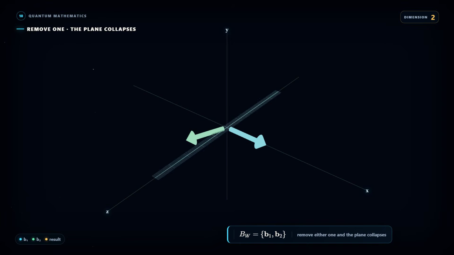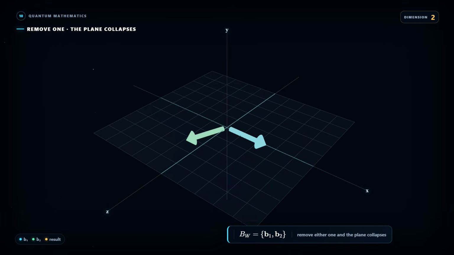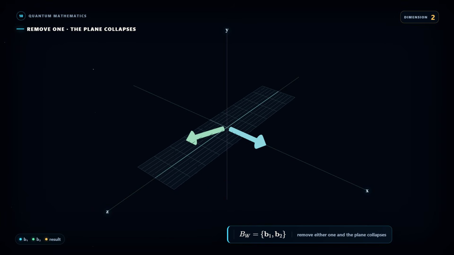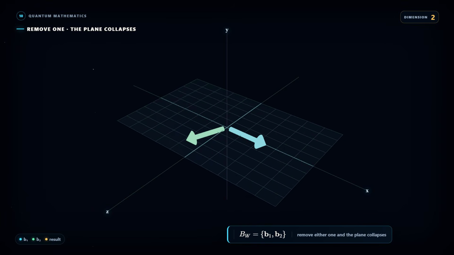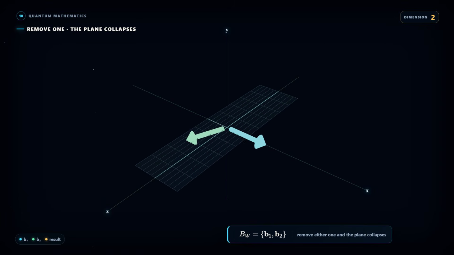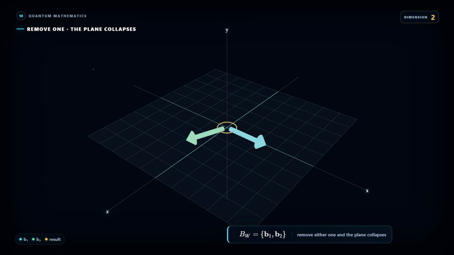For the maneuver plane, B1 and B2 form a basis. Remove either, and the plane collapses to a line. Keep both and every in-plane command remains possible. Add B-redundant, and nothing new becomes reachable. The basis is therefore a minimal complete control vocabulary.